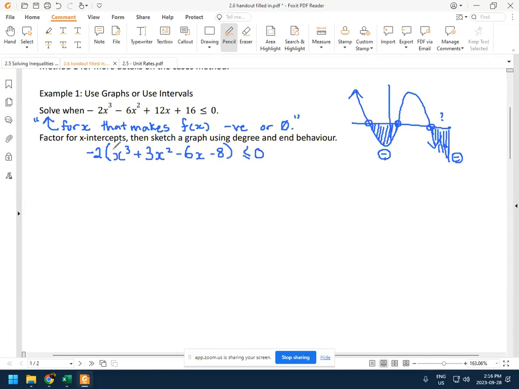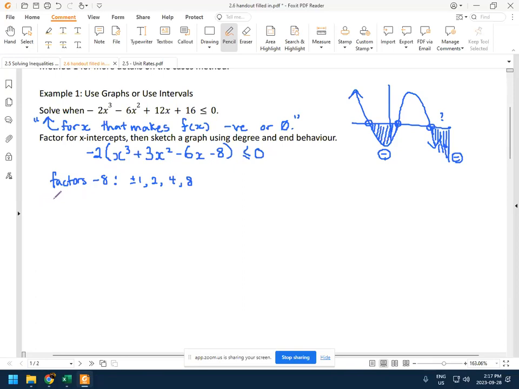Now, since the leading coefficient of this polynomial is now 1, all I have to look for are the factors of b over a, which is just 8, right? So factors of -8 are plus minus 1, 2, 4, and 8. So let's test it.